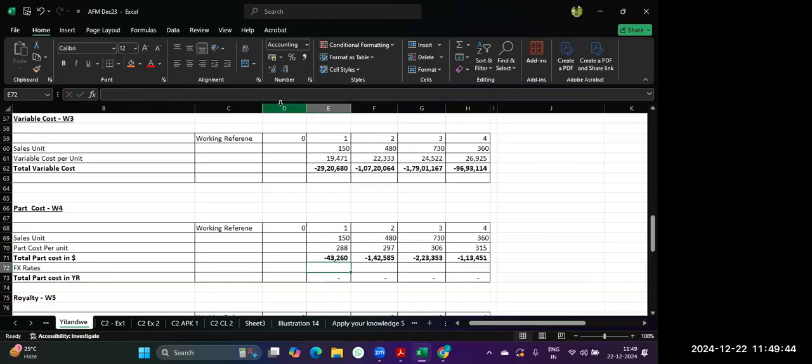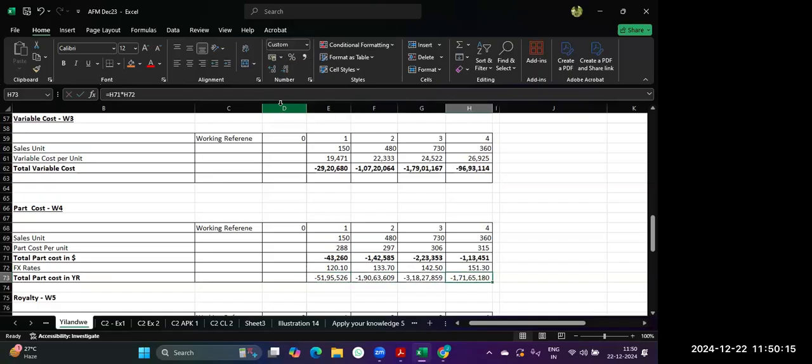But we need the part cost in which currency right now? Zimbabwe rand. What is the conversion rate? $1 is equal to 120.1 in the first year. Then 133.7. Okay. 142.5. Okay. How much? 151.3.